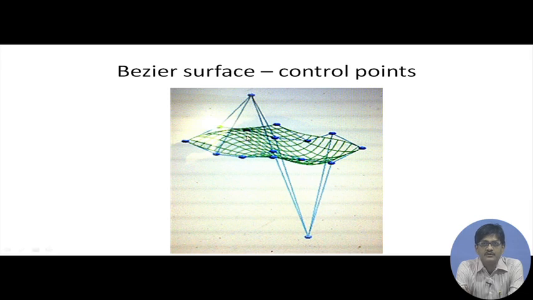This is a pictorial representation of how a surface can be controlled by the position of the control points. This is one control point, this is one control point, all the other control points are quite near to the surface, just shifting 2 points will make the surface slightly undulated.